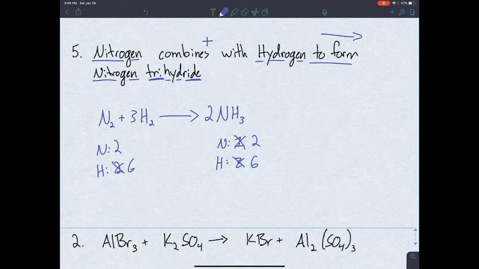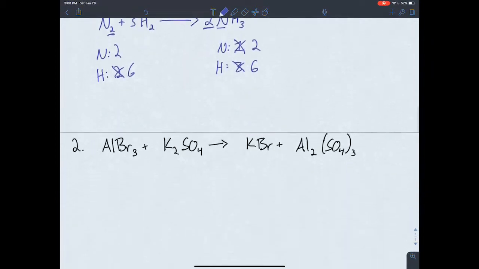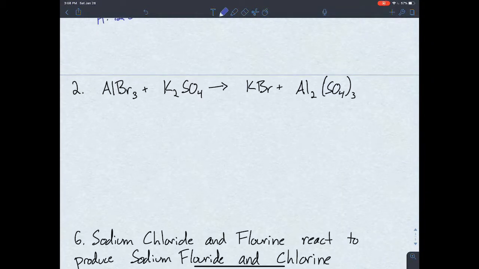So to review, I have 2 nitrogens, 3 times 2, 6 hydrogens. Okay, I should go one by one, sorry. So 2 nitrogens, 3 times 2, 6 hydrogens, 2 times 3, 6 hydrogens, and that is balanced as well. Okay, let's keep going. All right, I got a bigger one going on here. Let's see what I got.